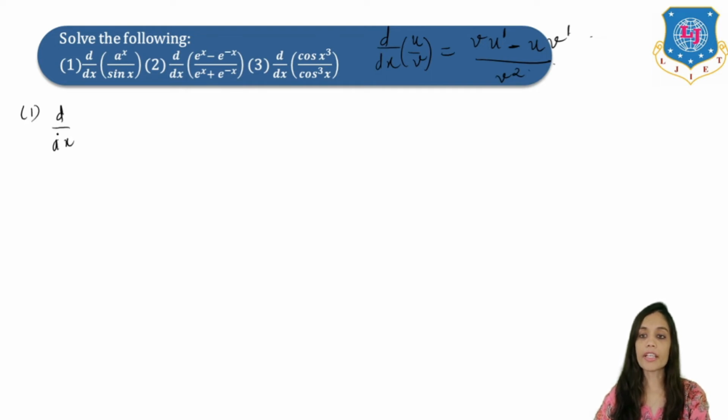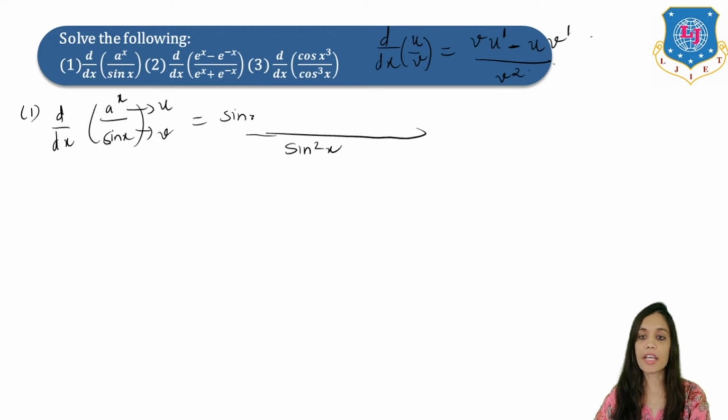You have to find derivative of e raised to x upon sine x. So this is your u, this is your v. So what I have to do? V square. So sine square x. Now you have to keep your sine x as it is, right? Derivative of u, it will be e raised to x ln a minus. Keep this e raised to x as it is. Derivative of sine x will be what? Cos x. Fine. So this is your answer.